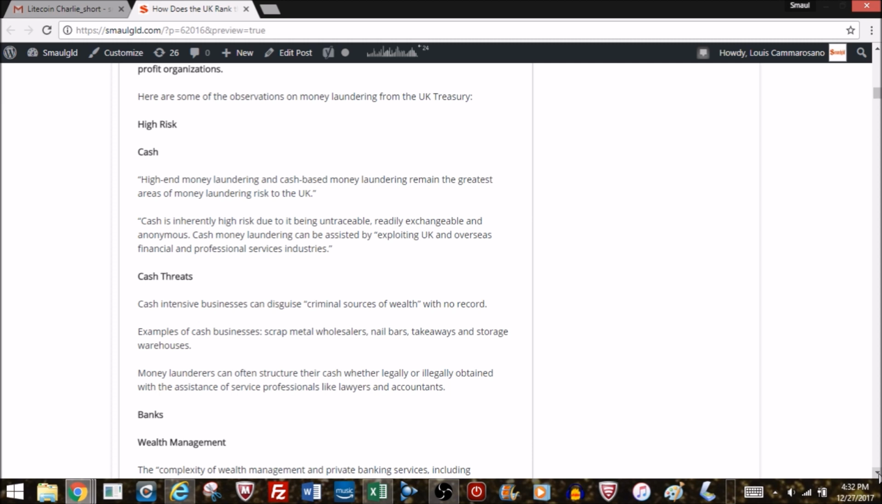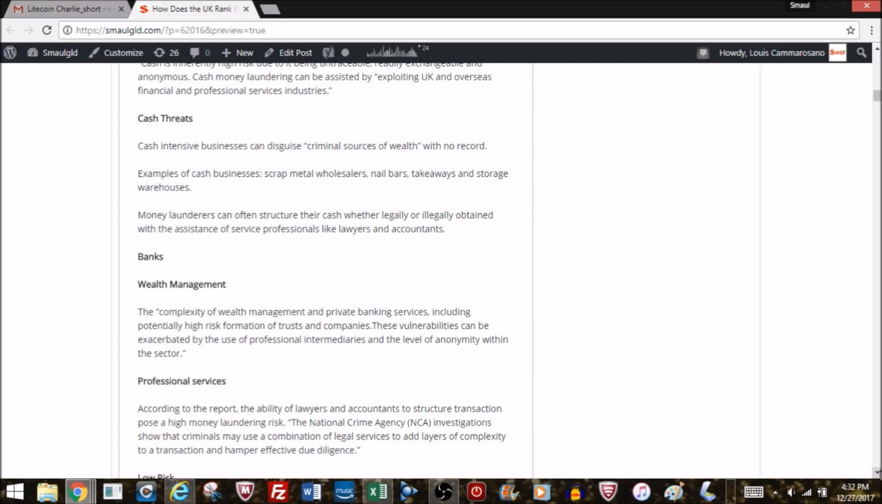Just a couple of examples. Now, money launderers can often structure their cash, whether legally or illegally obtained, with the assistance of service professionals like lawyers and accountants. Banks are listed as a serious threat for money laundering. Obviously, wealth management: the complexity of wealth management and private banking services, including potentially high-risk formation of trusts and companies. These vulnerabilities can be exacerbated by the use, again, of professional intermediaries, think lawyers and accountants, and the level of anonymity within the sector.